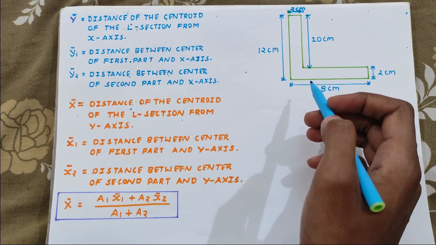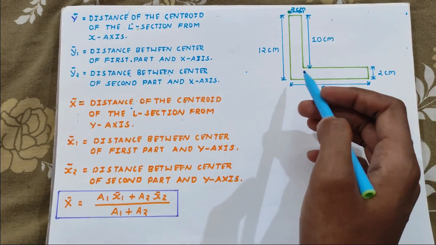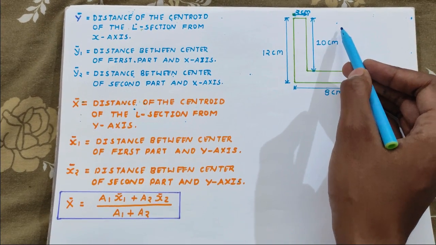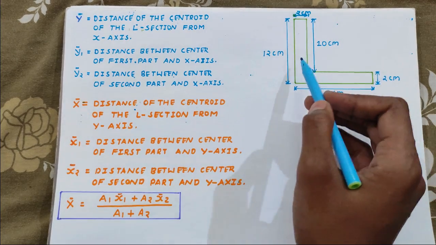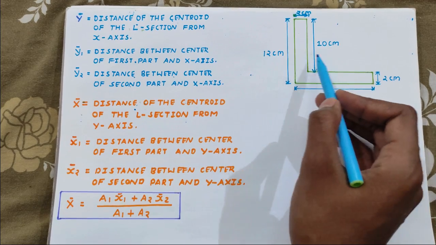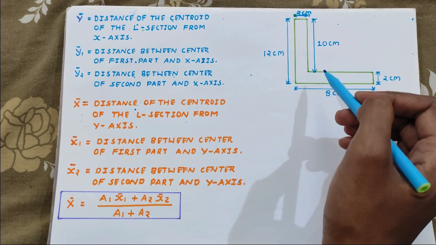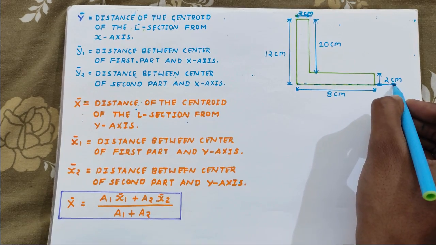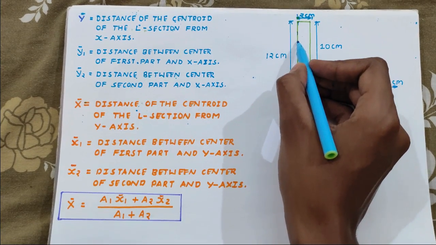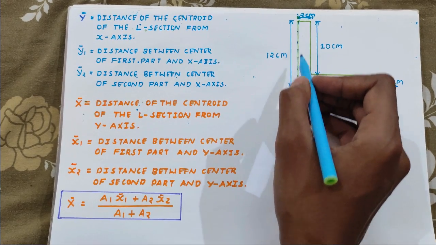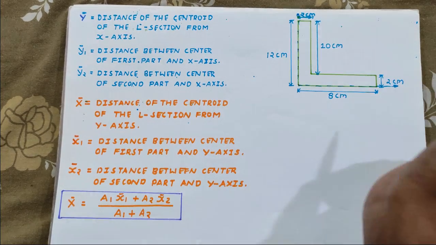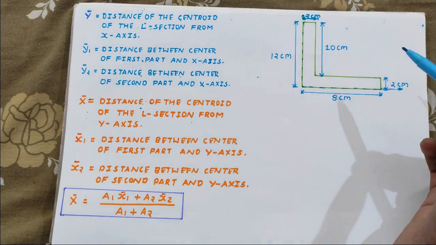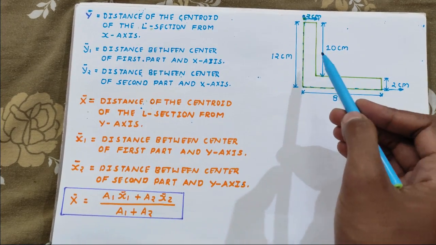Now let us calculate the centroid for the L section. In this L section, you will find this section is unsymmetrical about any of the axes. For example, if you put your y-axis here, you will find that these two parts will not be equal, or if you put your x-axis here or anywhere, both the parts will not be equal. So let this be our x-axis and this be our y-axis. Because this figure is not symmetrical about any of the axes, we have to calculate the centroid from both the x-axis and the y-axis.